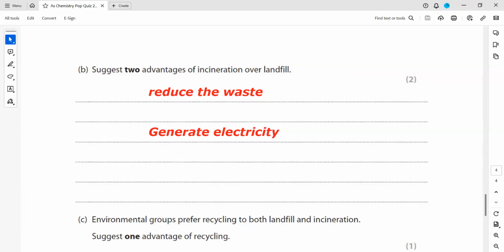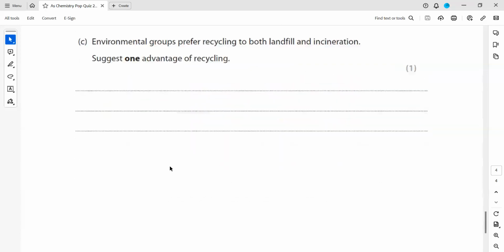The last part is: environmental groups prefer recycling to both landfill and incineration. What is the advantage of recycling? Less energy is used in recycling, and it produces less toxic waste or greenhouse gases. And resources can be conserved as well by recycling. That is another advantage.